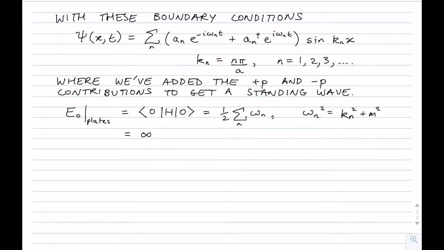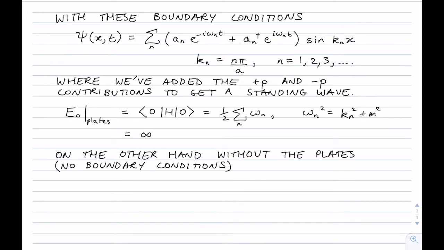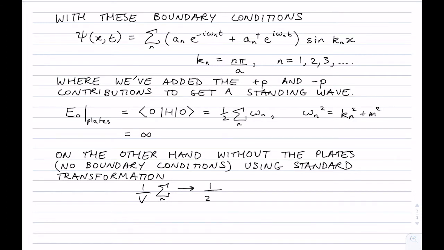It's still positive infinity. On the other hand, without the plates, I don't have to worry about those boundary conditions. So I still want to work out how to calculate the energy. And the standard transformation is you take 1 over V times the sum over n, and you want to make it continuous. It becomes 1 over (2 pi) cubed times the integral over the volume d cubed n. So that's the standard way of making the transformation from the discrete to the continuous.